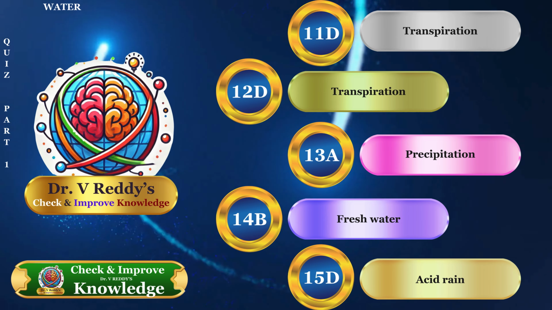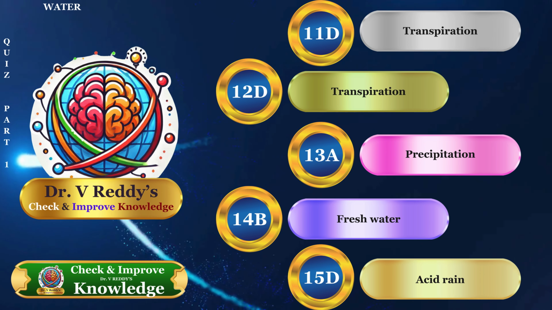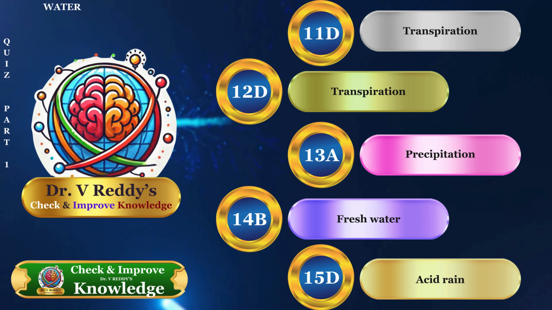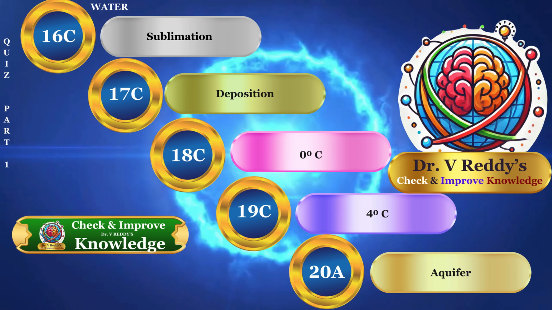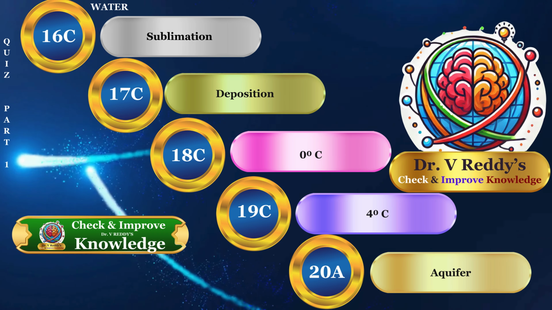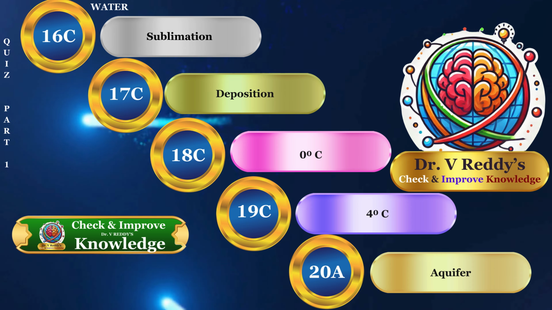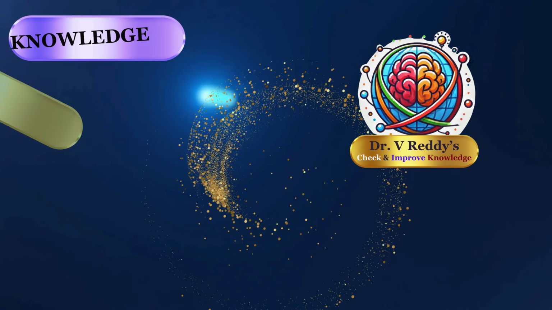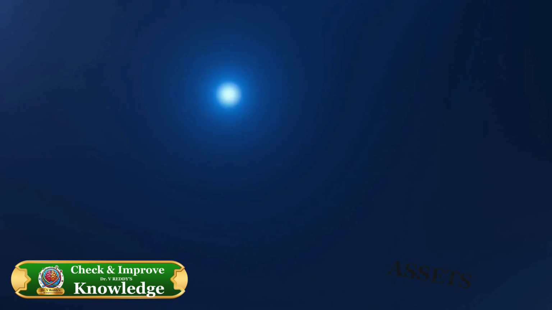11. D. Transpiration. 12. D. Transpiration. 13. A. Precipitation. 14. B. Fresh water. 15. D. Acid rain. 16. C. Sublimation. 17. C. Deposition. 18. C. 0 degrees Celsius. 19. C. 4 degrees Celsius. 20. A. Aquifer.